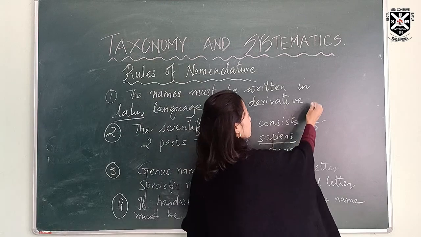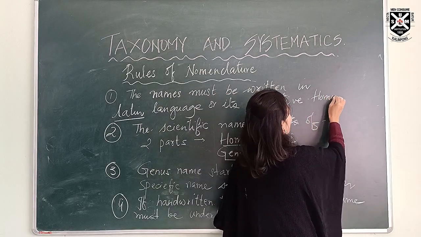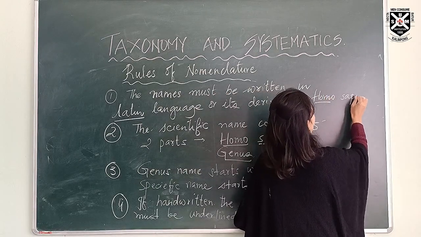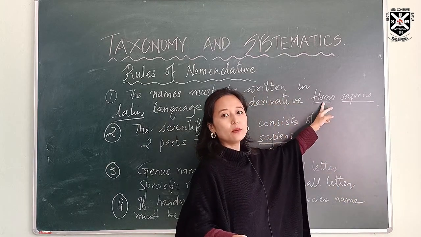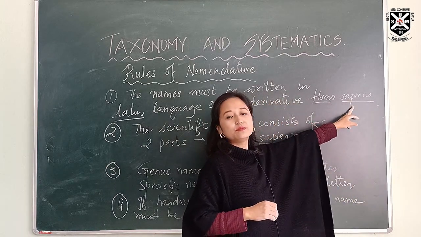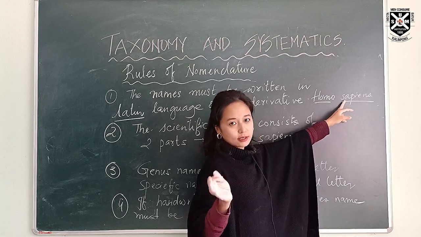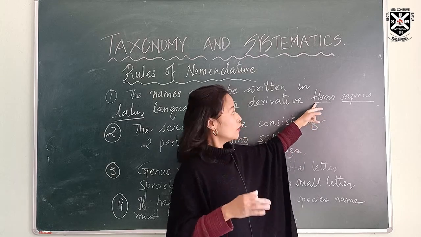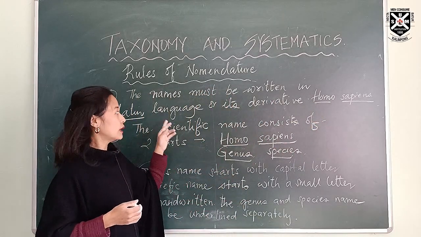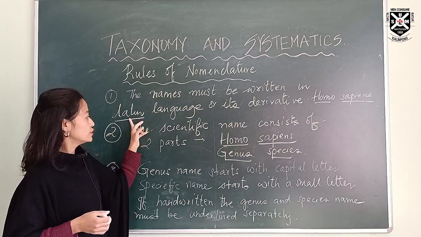For example, you have Homo sapiens. In Latin language, Homo means man, human, and sapiens means wise. So together it's known as wise man. Therefore all the scientific names are derived from the Latin language.